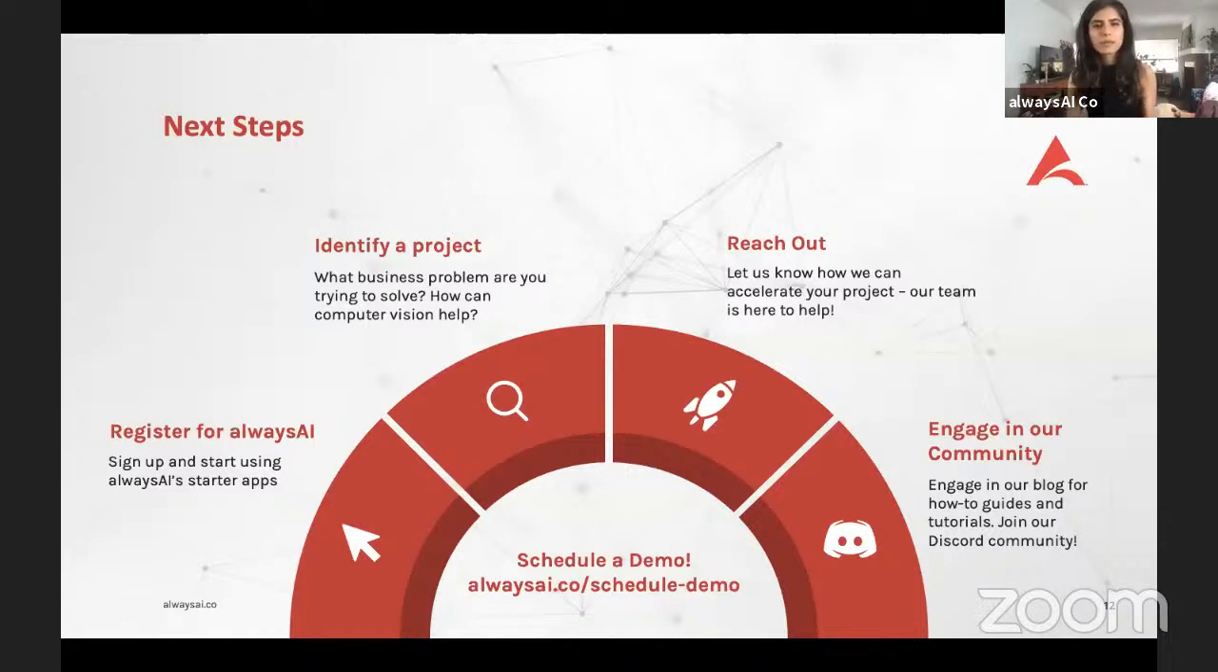What business problem are you trying to solve, and what are some of the ways in which computer vision can help? So we, of course, wanted to solve this issue of vaccine distribution and how we can best optimize that process. So maybe there's a project that you want to work on, maybe there's a business problem that you're trying to solve, and consider the ways in which computer vision might be able to help. And then reach out to us, let us know how we can help accelerate your project.